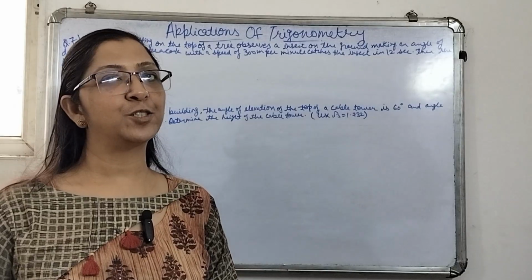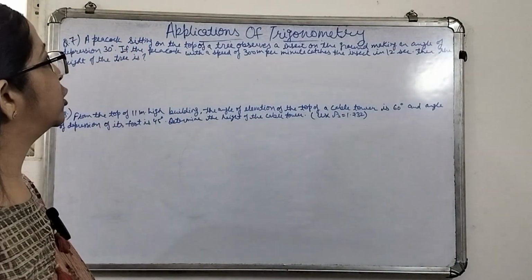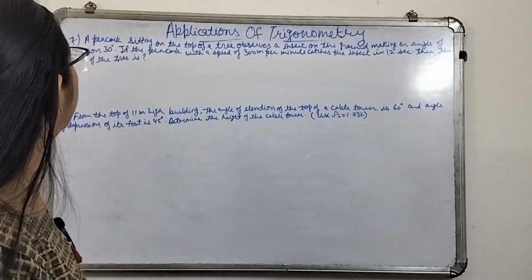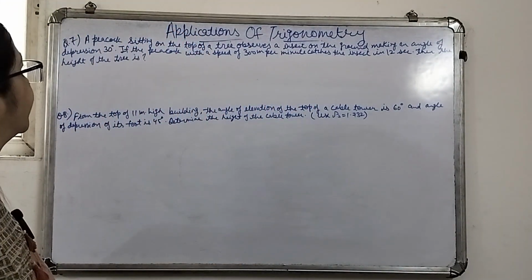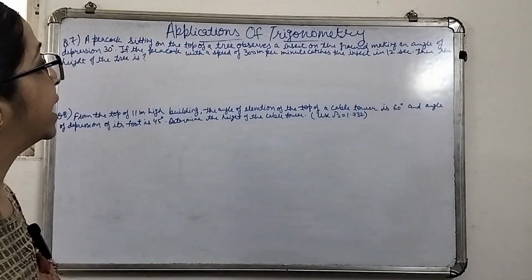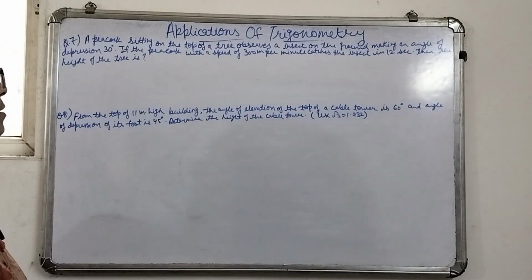Now let's see the last two questions. A peacock sitting on the top of a tree observes an insect on the ground making an angle of depression 30 degree. If the peacock with a speed of 300 meter per minute catches the insect in 12 seconds, then the height of the tree is.